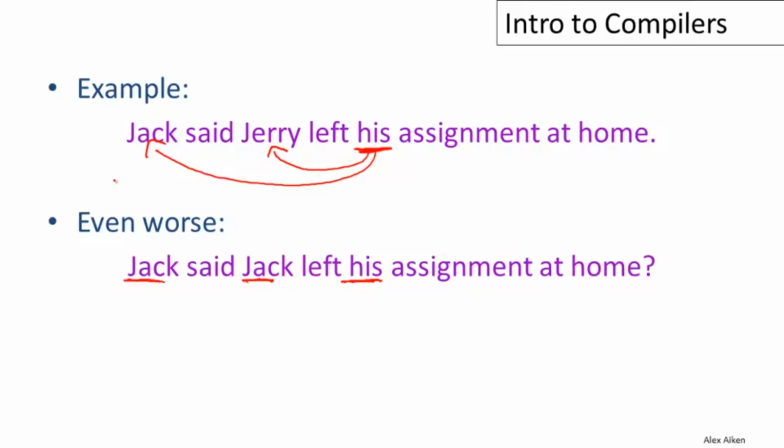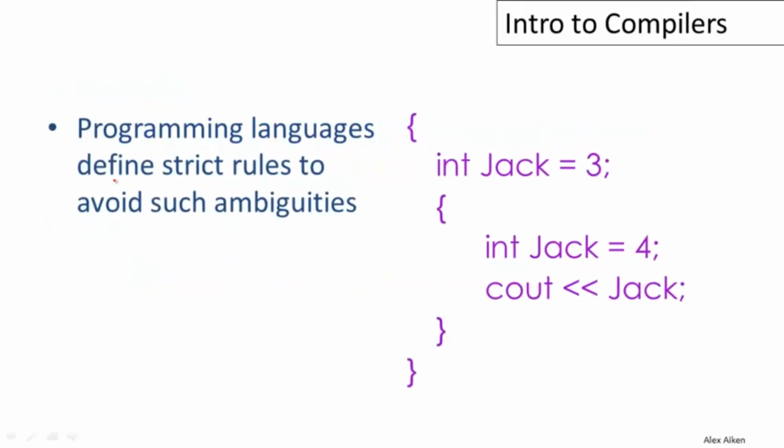And the analogy in programming languages is variable bindings. So we would have variables, in this case, a variable called Jack, and maybe more than one variable called Jack. And a programming language is going to have very strict rules to prevent the kind of ambiguities we had in the English sentences on the previous slide.